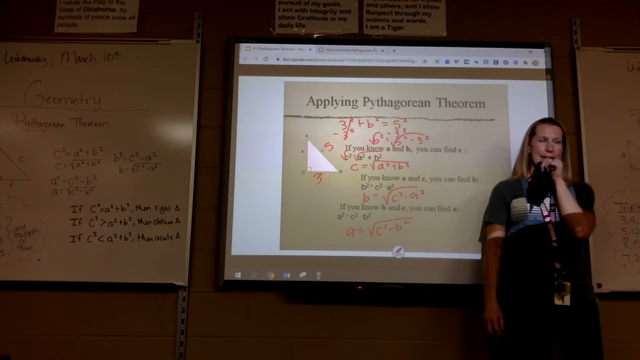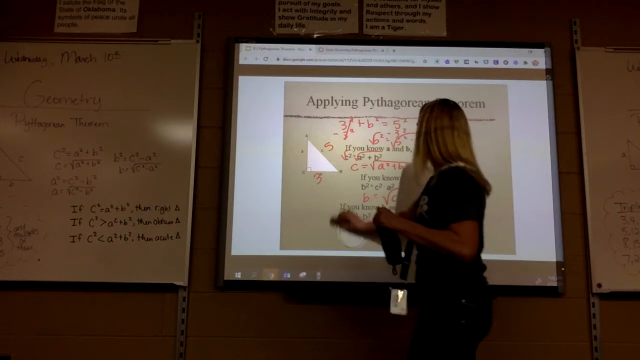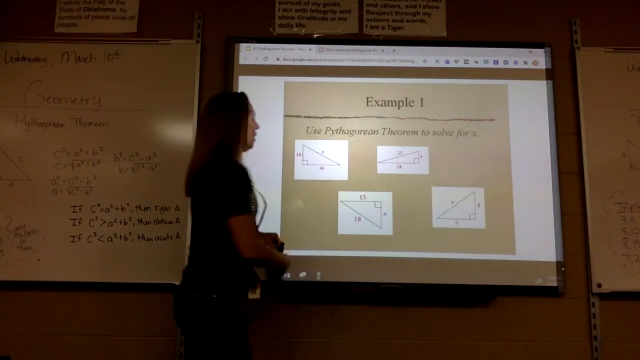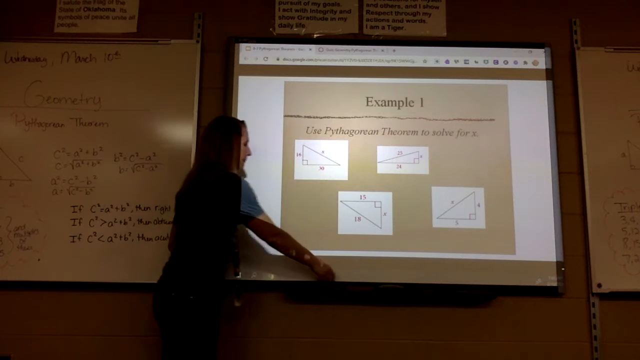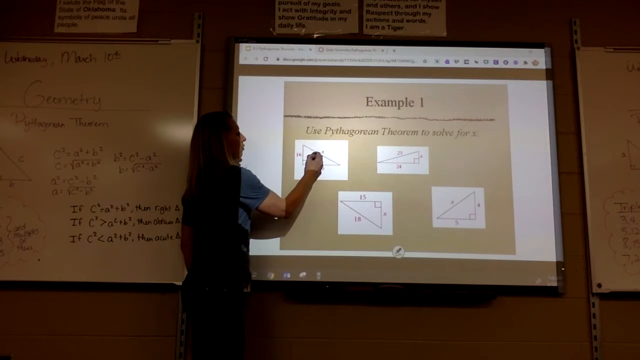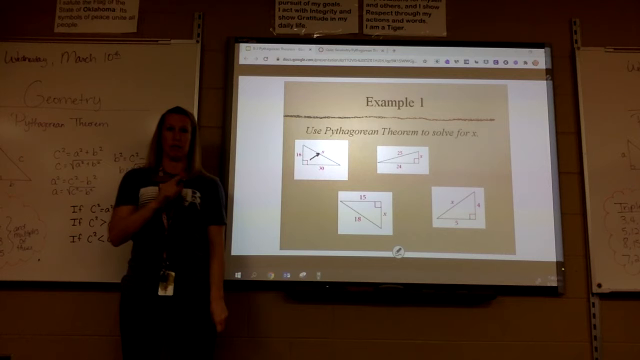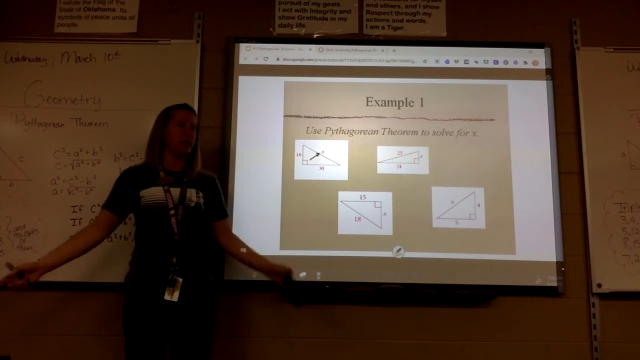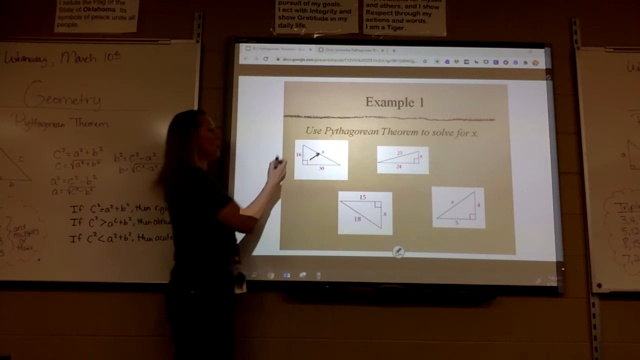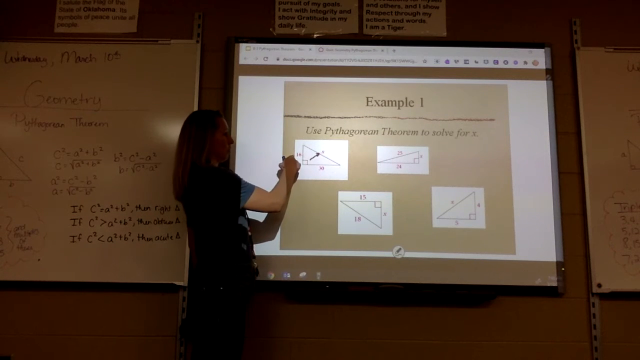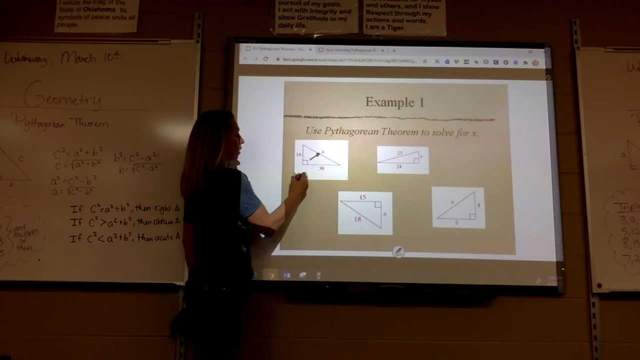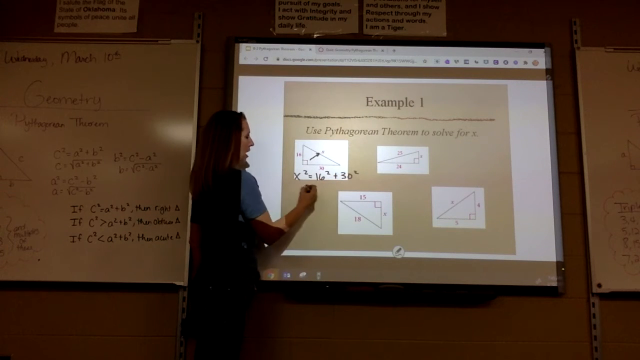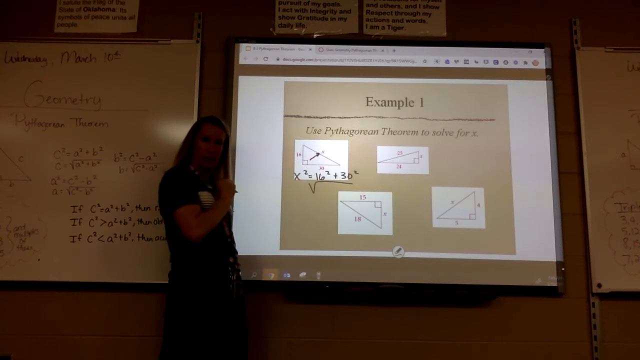Okay, let's try some problems. You guys got your calculators ready? Okay, let's look at this. So notice I do not know the hypotenuse. Does everybody see that? Yeah. That's the longest side. I need to find the longest side. So I'm going to add under the square root. So x squared would really equal 16 squared plus 30 squared, but I have to square root that.